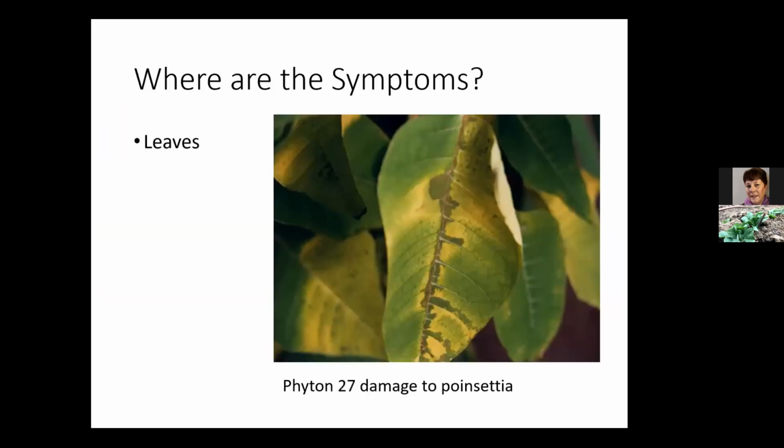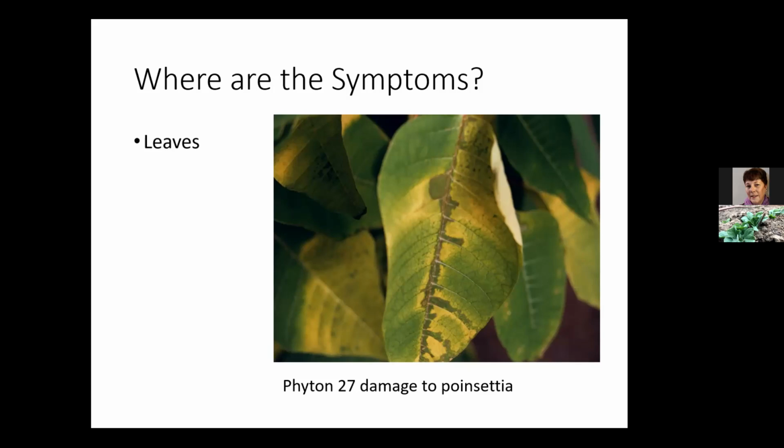And then we also look at where the symptoms are. Are they on the leaves? Are they on the roots? Or is it on the stems? Is it on branches and things like that? So we look at this, and this particular photo is Phyton 27 damage to poinsettia. Phyton 27 is a pesticide that is used to control insects and diseases in the greenhouse.